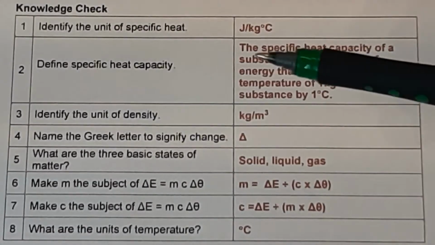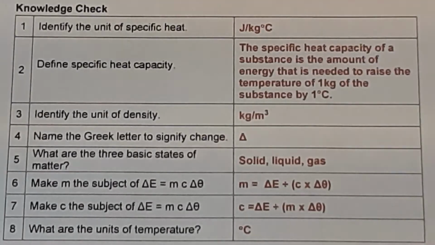Using a pen in a different colour to the pen you wrote your answers in, let's go through those. So question 1, identify the unit of specific heat. So it's joules per kilogram per degree Celsius. If you got that right, give it a tick. If not, make sure you write in the correct answer.